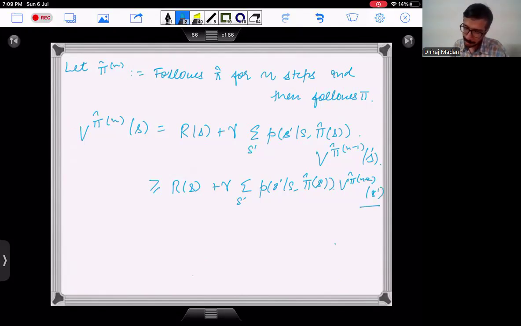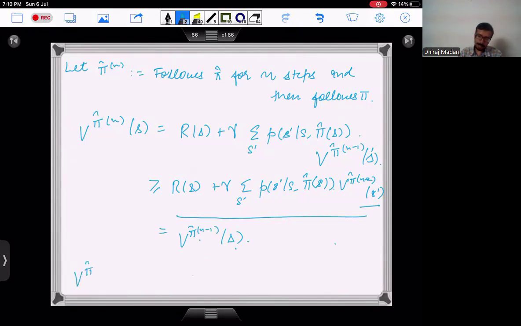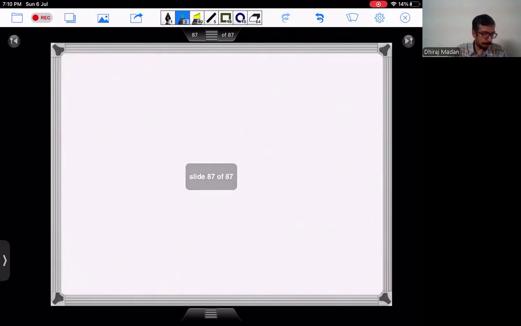Now once we substitute n minus 2, what we get overall is the equation which was satisfied by v pi hat n minus 1 of s. So essentially v pi hat n of s is always greater than or equal to v pi hat n minus 1 of s. This gives us a chain of inequalities: v pi hat n is greater than or equal to v pi hat n minus 1, and so on until v pi hat 1, which is greater than or equal to v pi. So v pi hat n is always greater than or equal to v pi.